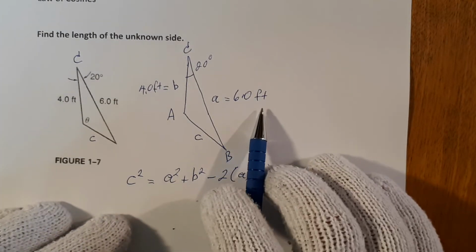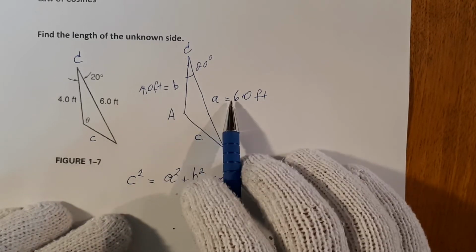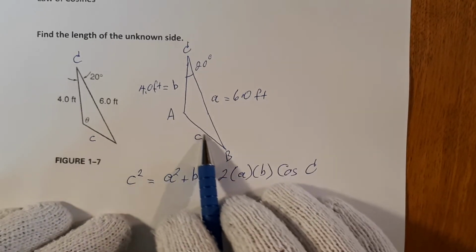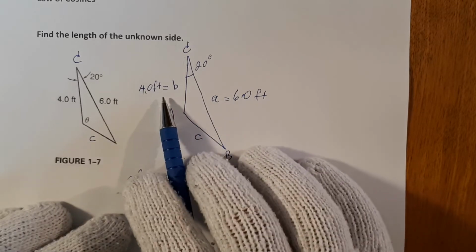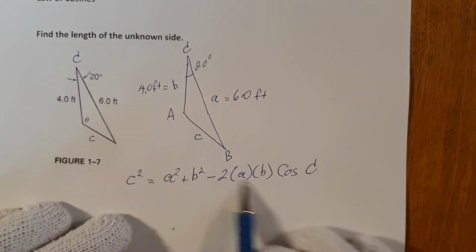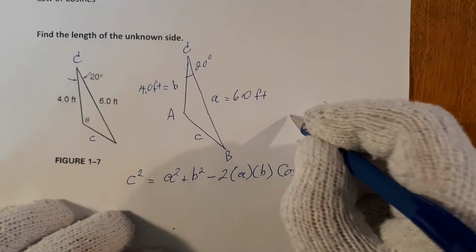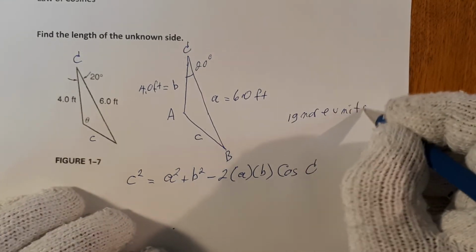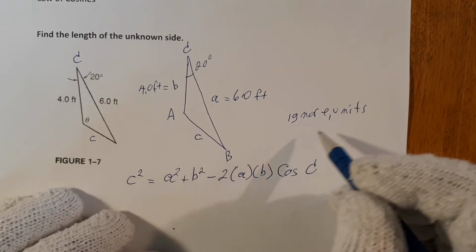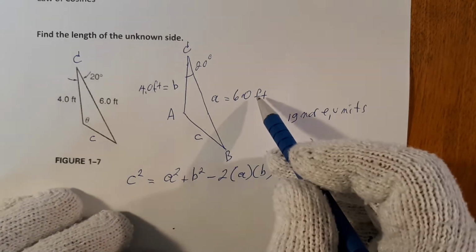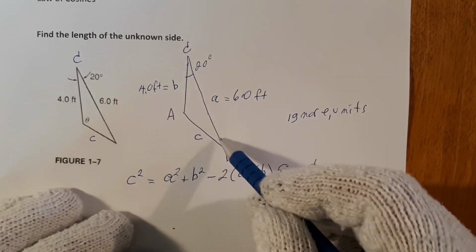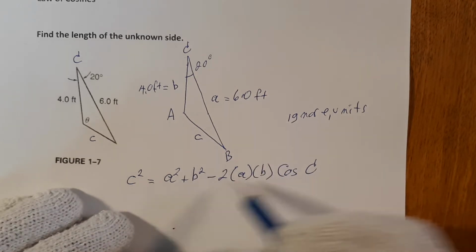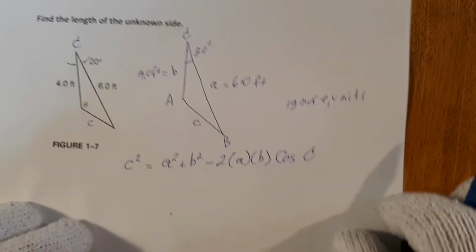Now here we are given units in feet. And when I do this calculation, obviously this length is going to be in feet. So I'm going to ignore the units for this calculation. But in the end, I'm going to have to put the unit back in, and I can see that it's going to be in feet. If I put in the units here, it's just going to make it look messy.